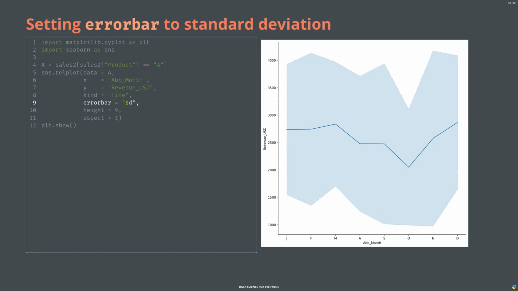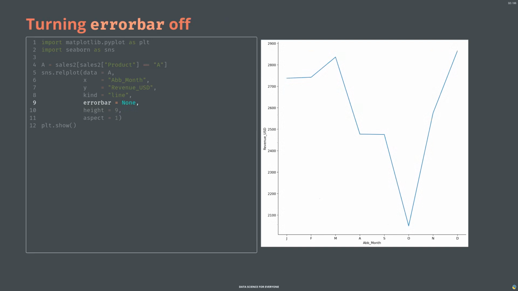Instead of showing a confidence interval, we might want to visualize how spread out the sales revenue for product A are. To do this, we can set the error bar argument to SD. This tells Seaborn to display standard deviation as the shaded area around the line. This is useful when you want to understand the distribution and consistency of data rather than just the average. To turn off the confidence interval, we can set the error bar argument to none.